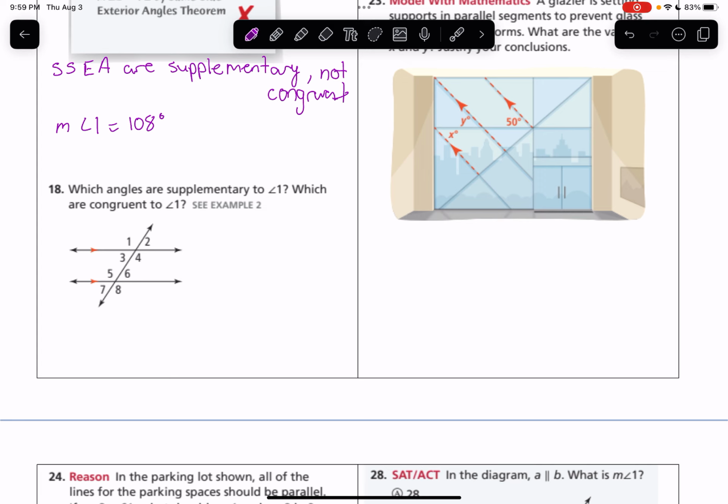Number 18, which angles are supplementary to number 1, which are congruent to number 1? So the angles which are supplementary are going to be angles 2, 3, 6, and 7. And the ones that are congruent are going to be angle 4, angle 5, and angle 8, because we know that those angles are either going to be same side exterior or same side interior for the supplementaries, or alternate interior and alternate exterior for the congruent.